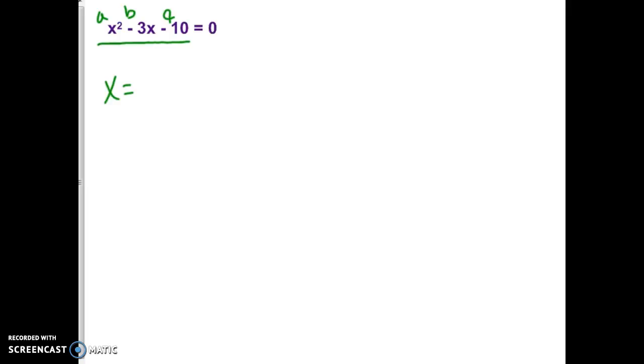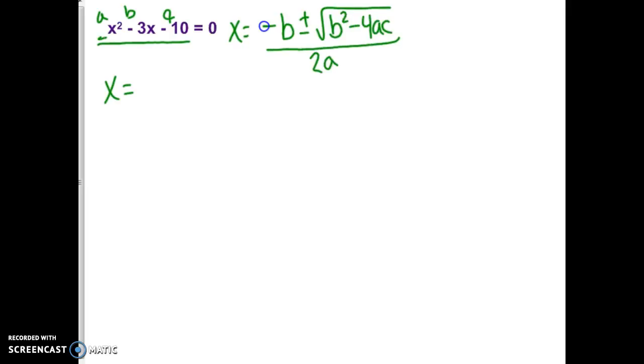But this is also quadratic, so I can use the quadratic formula. The quadratic formula: the x-intercepts, roots, solutions can be found at negative b plus or minus the square root of b squared minus 4ac, all over 2a. A is the coefficient here, b here, c here.